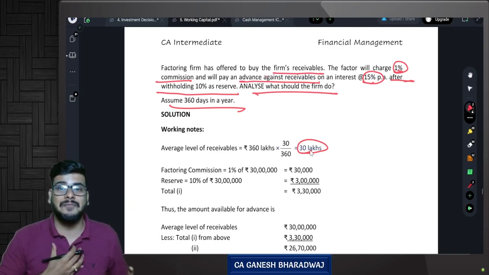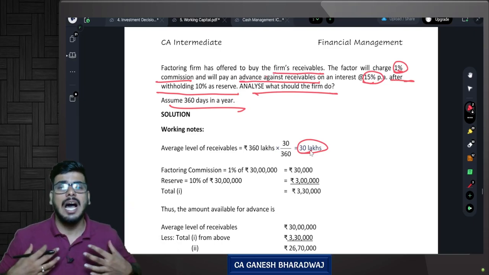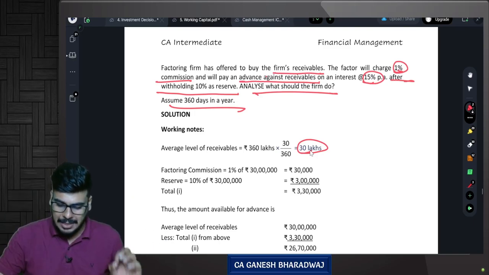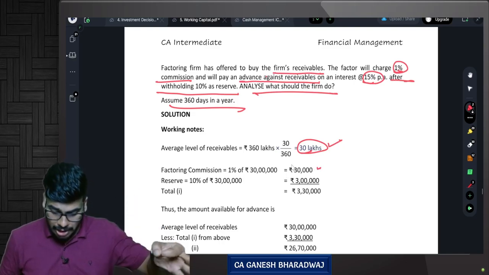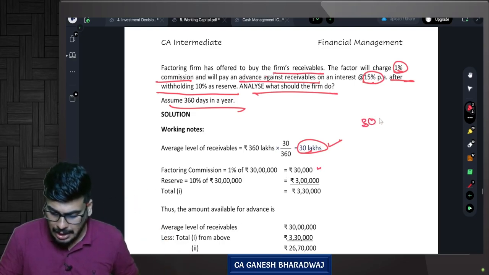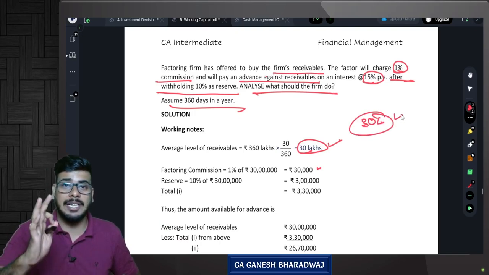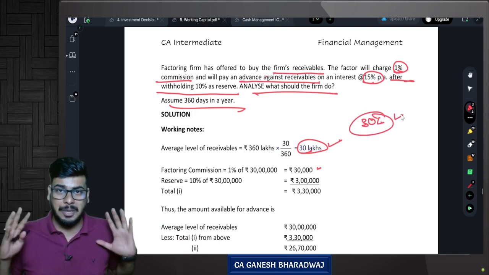Now, this factor says, I am going to charge you 1% of the debtor's value as commission. So what is his commission? His commission is going to be 30,000 rupees. Now he's also telling one more thing. 30 lakhs is the value of debtors which he is willing to purchase from you.